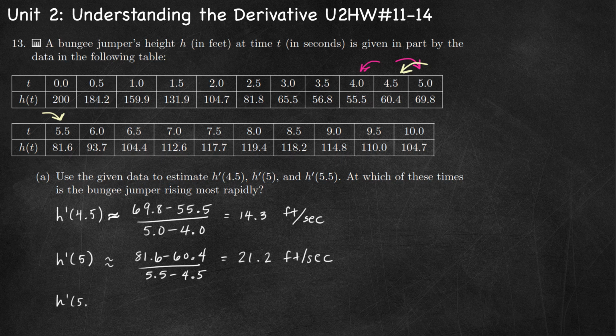For h prime of 5.5, again, we're going to take the two closest surrounding points. So the point before 5.5 is 5.0, so we'll use that one. And then the point after the 5.5 is this 6.0. We'll use that one. So our calculation is going to be 93.7 minus 69.8 over 6 minus 5. Which is 23.9 feet per second.